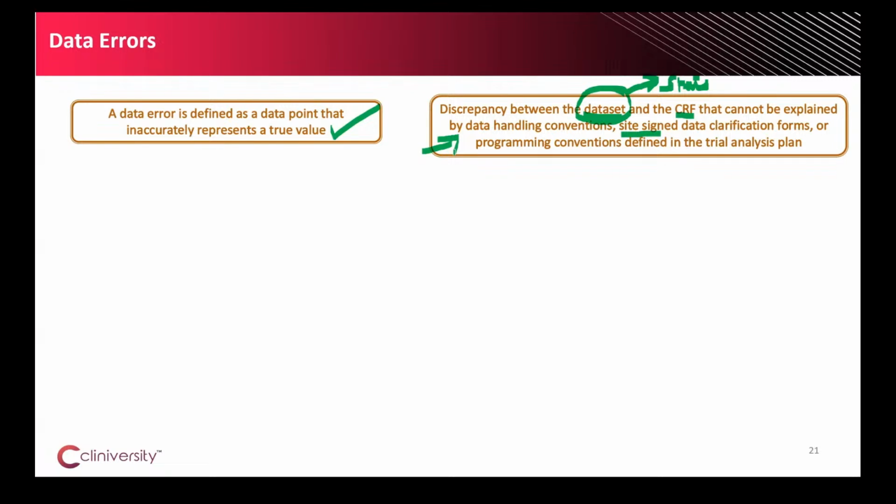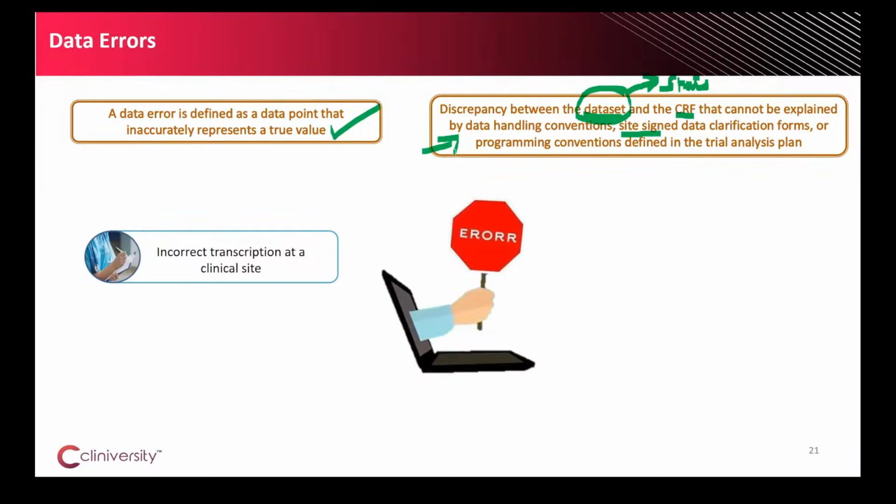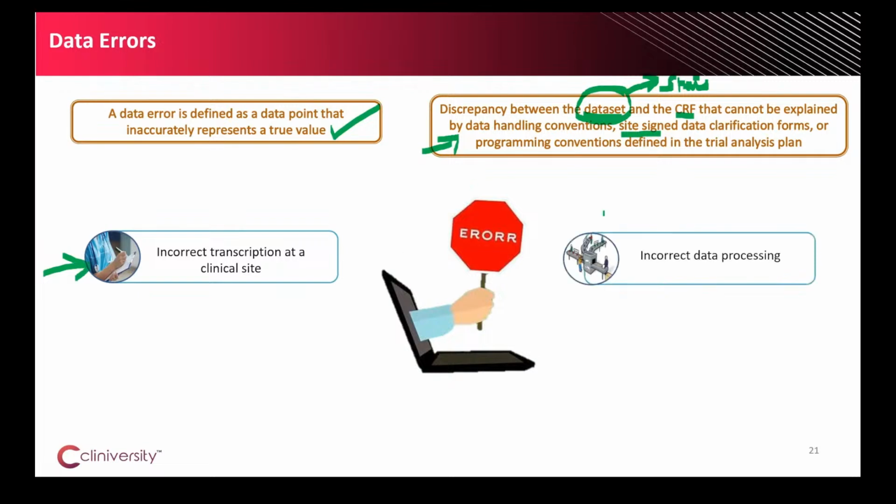Each step where data are transcribed, transferred, or otherwise processed has an error potential associated with it. A data error is defined as a data point that inaccurately represents a true value, like we said. So there are many sources or causes of data errors, including but not limited to: A, the site has made a transcription error. Another one is that data processing steps were incorrect and that led to accidentally missing the errors. So data processing did not identify the data errors.